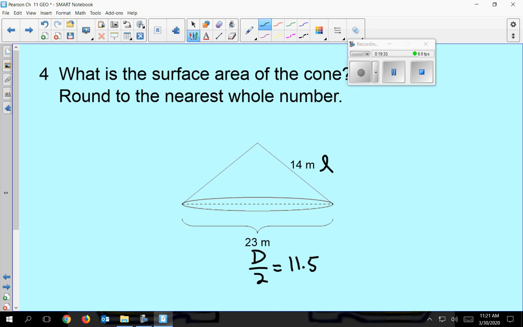So, find the area of the base, get the circumference. You got the lateral height here. So you're pretty much good to go. I gave you the radius right here. So why don't you guys hit pause and go ahead and try this one, see how you do, and I'll put it up.